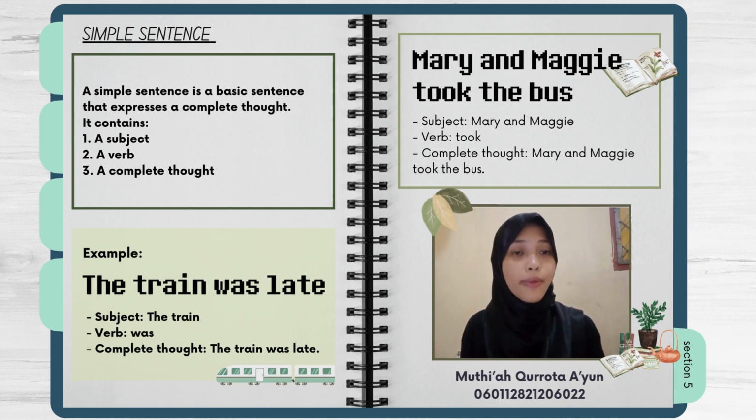Another example is Mary and Meiji took the bus. Mary and Meiji is the subject, took is the verb, and Mary and Meiji took the bus is the complete thought. In both sentences, the subjects are the ones performing the action or the verb, and the complete thoughts are the sentences themselves, as they provide a complete idea or statement. It does not contain another clause within it. It consists of one clause only.